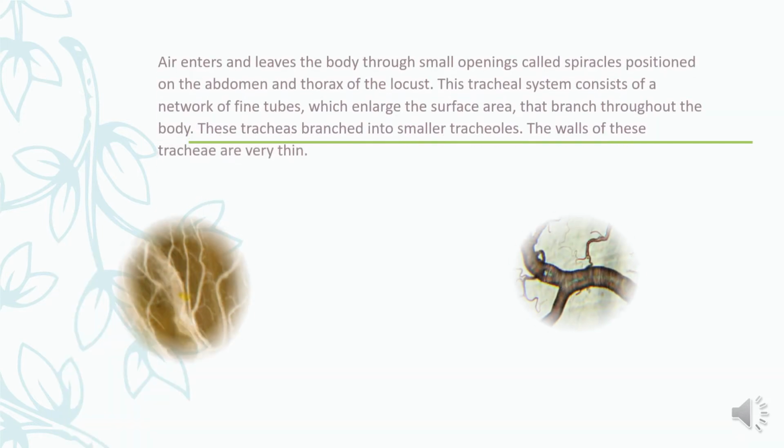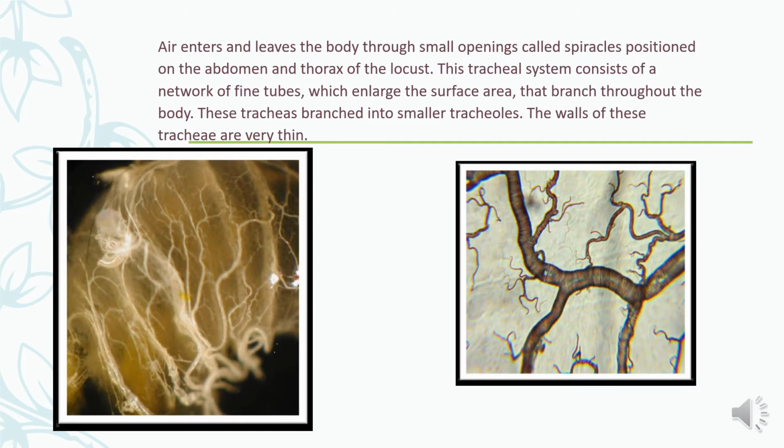Air enters and leaves the body through small openings that are called spiracles that are positioned on the abdomen and the thorax of locusts. Now, this tracheal system consists of a network of fine tubes which enlarge the surface area. Now, that branch then through the body. Now, these tracheas branch into smaller tracheoles. The walls of these tracheae are then very, very thin to make the gaseous exchange happen a lot quicker.